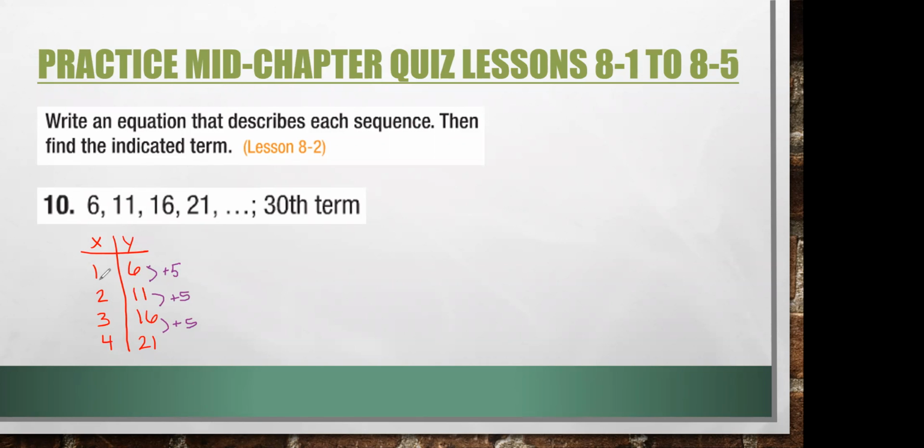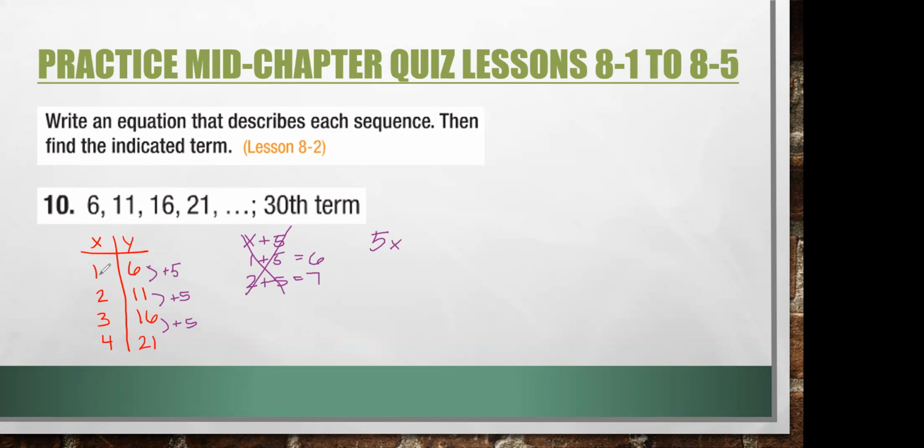So remember, you might think, oh, okay, well, x plus 5, right? Okay, so x plus 5 is 6, right? For the first term, 1 plus 5 is equal to 6, so that works. But remember, it has to work for each term. So if I put in 2 plus 5, well, that's 7, not 11. So it cannot be x plus 5, okay?